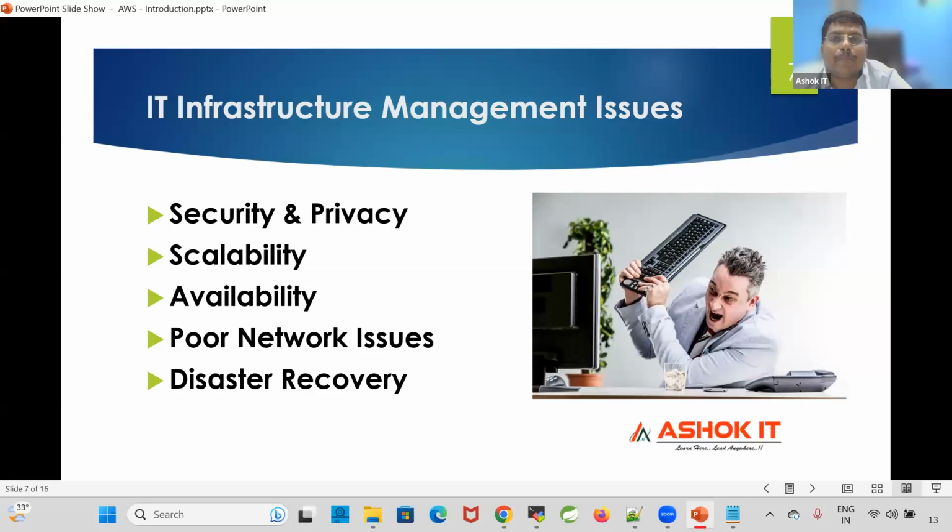For example, I purchased 100 computers, but I'm using only 50. I want to sell the remaining 50 computers in 1 hour. Can I do that? That is called scalability. Scalability means increasing the capacity, increasing the infrastructure, decreasing the infrastructure based on the demand. So that is the biggest problem when we are going to manage our infrastructure. Are you guys getting my point?